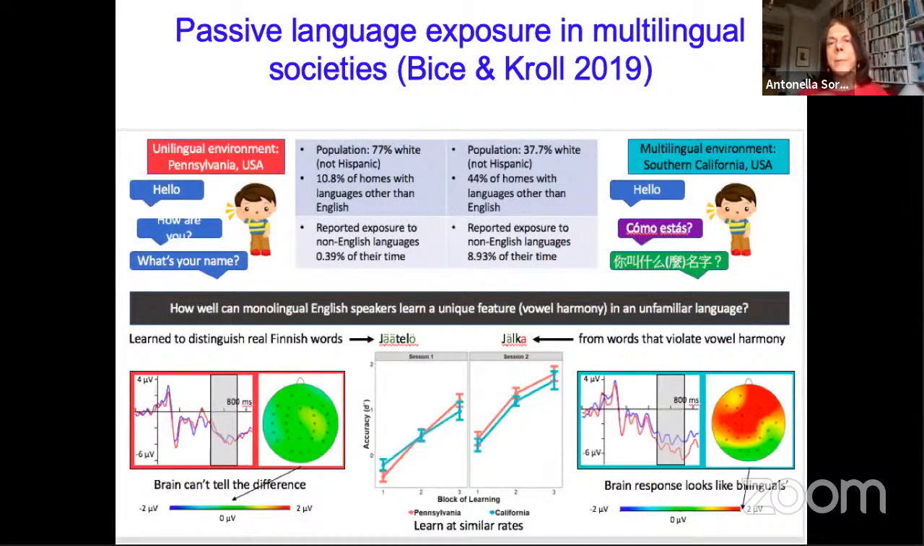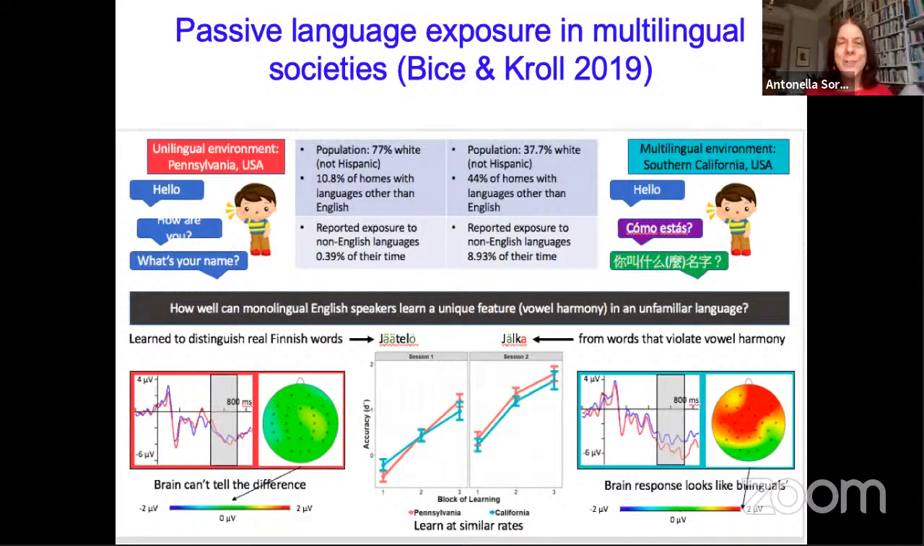And this is exactly what happened in a recent study by Bice and Kroll, where they compared monolingual speakers in California and monolingual speakers in Pennsylvania. The two states are different with respect to the number of languages that you hear. So Southern California in particular has a more multilingual environment compared to central Pennsylvania. So all these speakers, these Americans, said they were monolingual, so they didn't functionally speak any other language, and they all had to learn Finnish. And there were bilingual control groups as well.